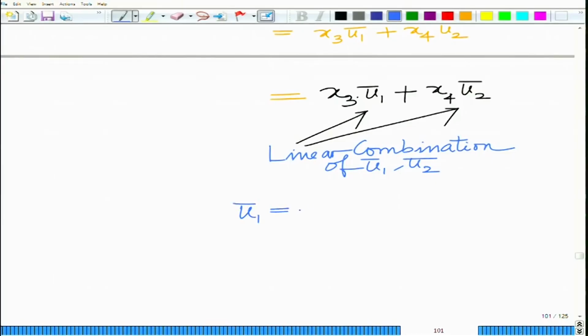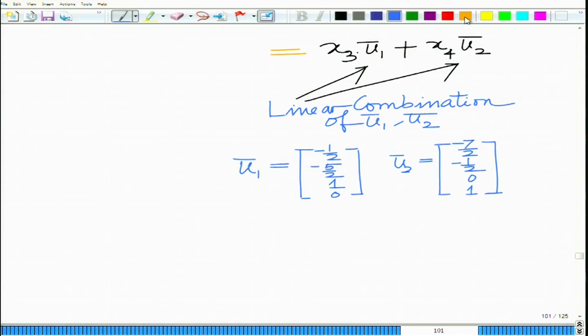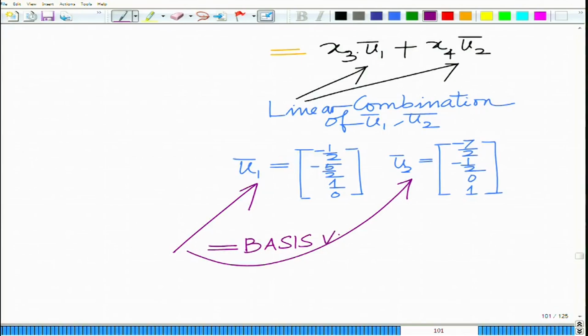So, what are these vectors? You can clearly see u1 bar equals the vector minus 1/2, minus 5/2, 1, 0. u2 bar is the vector minus 7/2, minus 1/2, 0, 1. So, these vectors are basis vectors. Okay. So, what we are saying is that these are basis vectors for the null space of A.